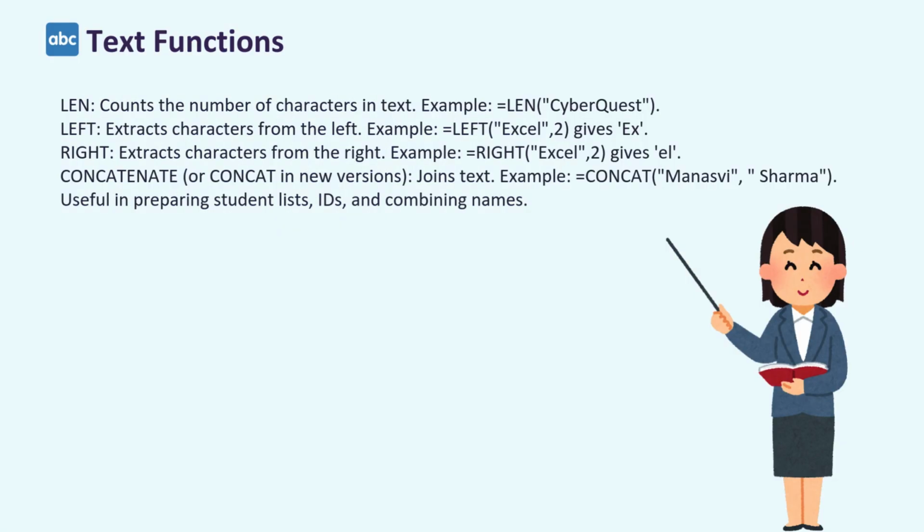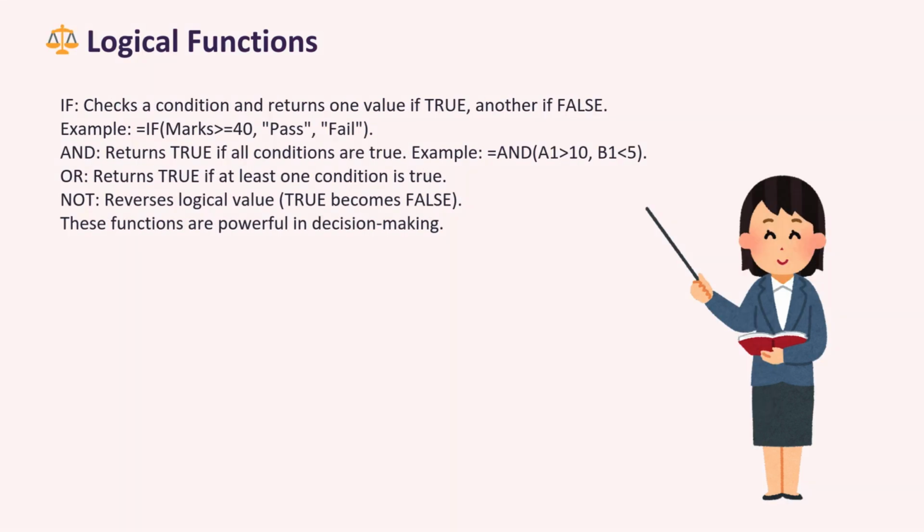Text functions work with words. LEN tells us the number of characters in a word. LEFT and RIGHT help us take letters from the beginning or end. CONCATENATE or CONCAT helps us join two texts together, like first name and last name. These are used in making student lists or IDs.